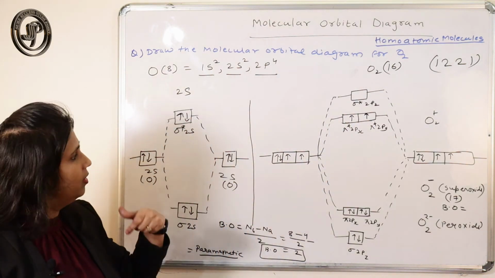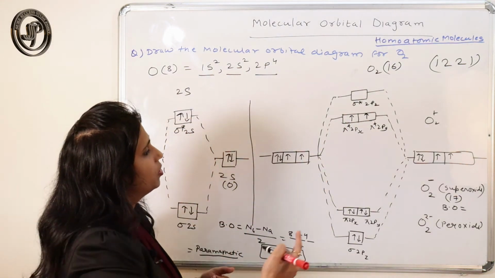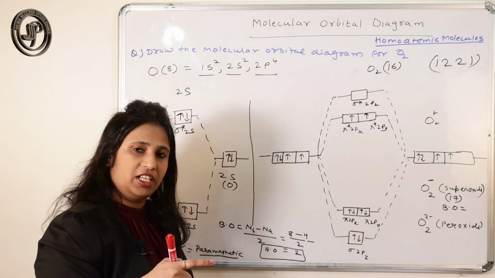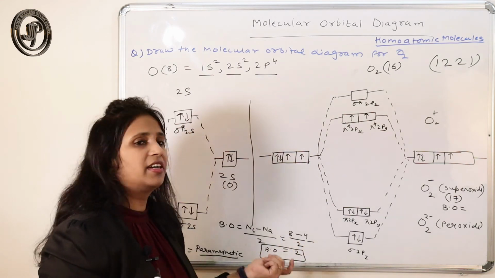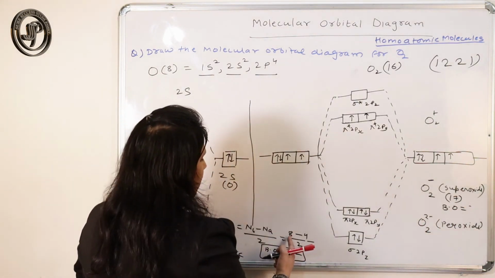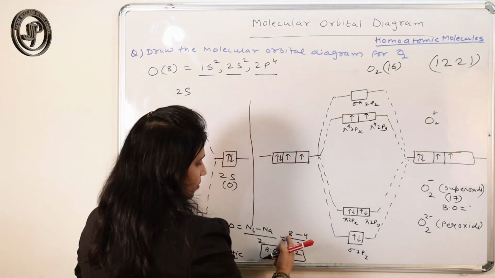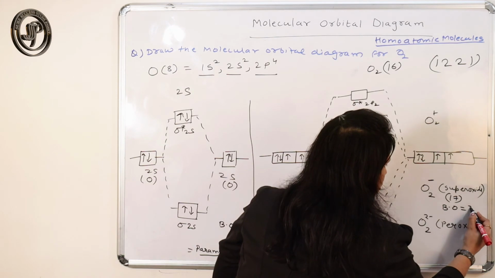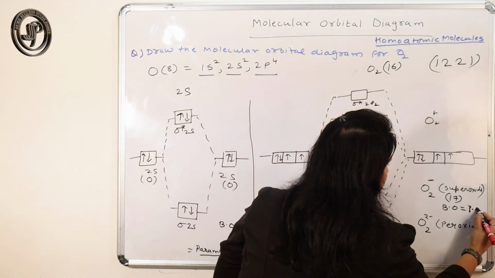So when we put the electron in anti-bonding, it becomes 17. 17 means it becomes 5. Still it is stable because 8 is greater than 5. Bond order will be how much? 8 minus 5 by 2, that is bond order will be 3 by 2, or you can write it 1.5.